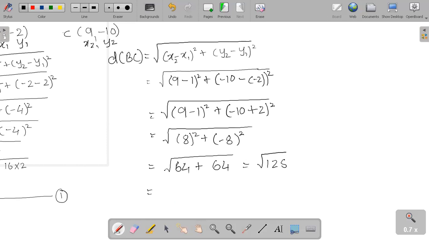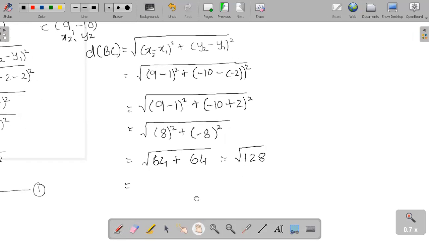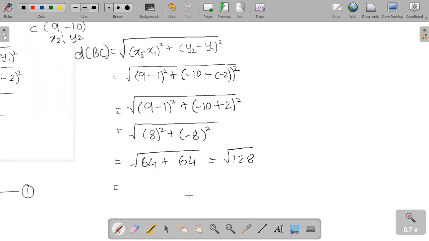128. Now we need to reduce this. 128 is it. So what we'll do to reduce this, we'll use the prime factor method. You remember 128.